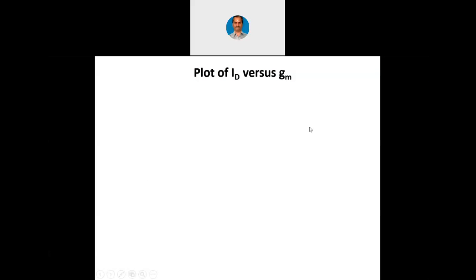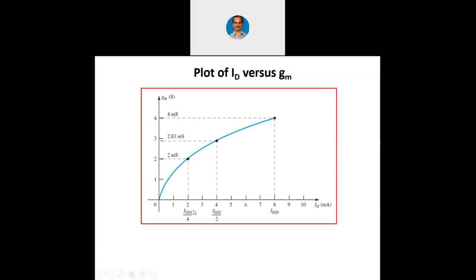Let us plot ID versus GM now. When we plot ID versus GM now, you can see this. We had the maximum value 4 millisiemens in the earlier example. Now you can see when ID is IDSS by 4, let us say IDSS was 8 milliampere, taking that example, IDSS by 4 corresponds to 2 millisiemens, that is 0.5 GM0. And IDSS by 2 corresponds to 0.707 GM0, that is 2.83 millisiemens. And when it is IDSS, we get GM0, that is 4 millisiemens.